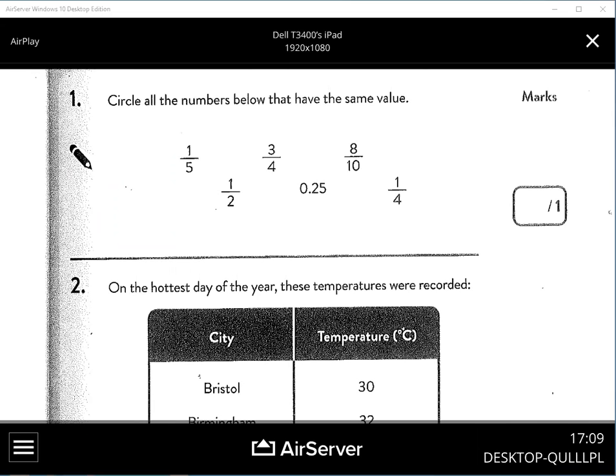Let's have Minal read question number 1 for me, please. Okay, no problem. Right, let's have Ariana join me on question number 1, please. Circle the numbers that have the same value. Okay, circle all the numbers that have the same value. So here that means equivalent to each other. So which ones do you think are equivalent to each other?